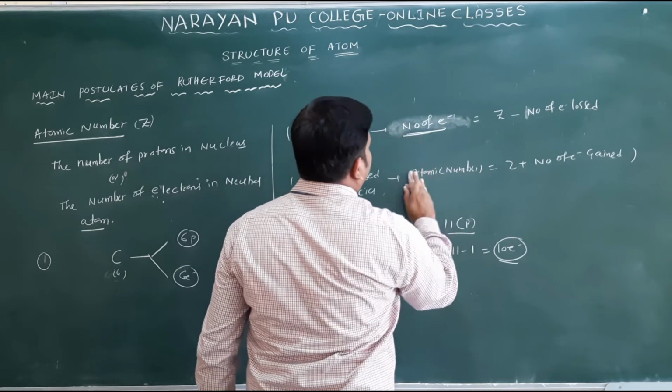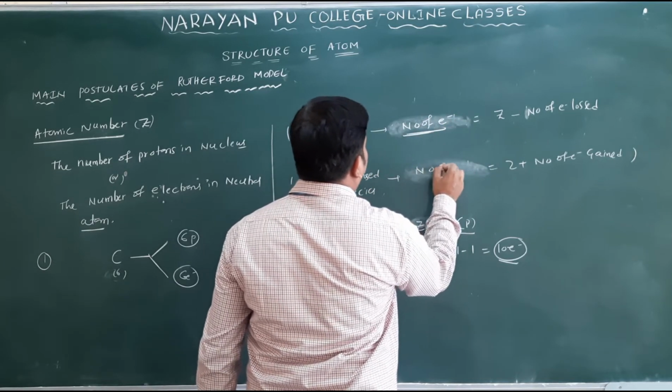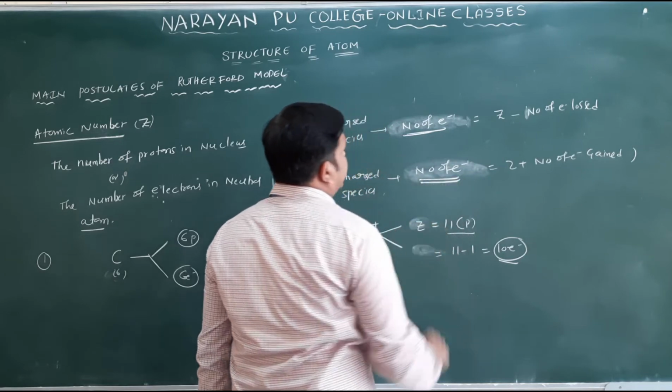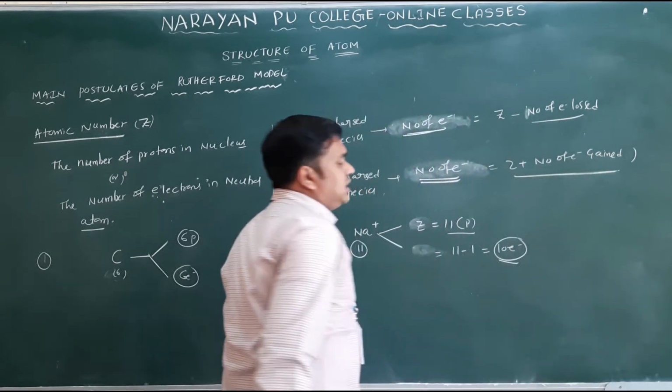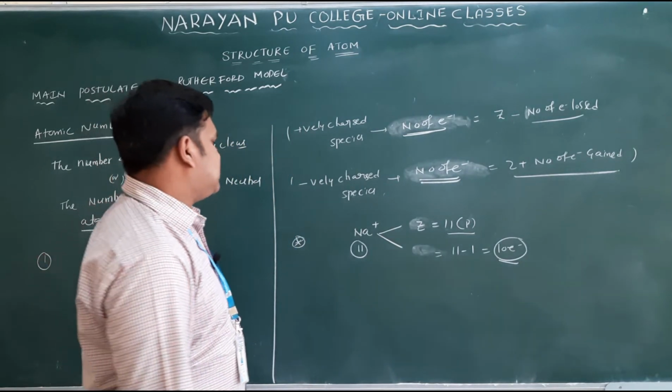E minus means the number of electrons. So how can you find out the number of electrons here? It is Z minus the number of electrons lost. In case of negatively charged ions, you write Z plus the number of electrons gained.